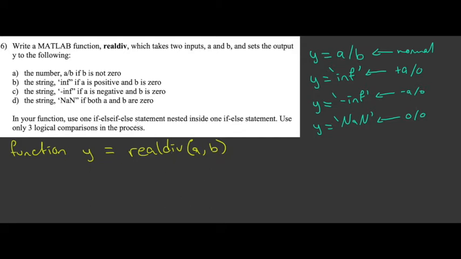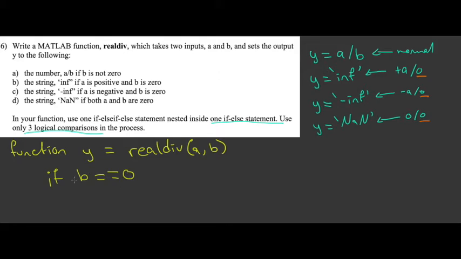So we want to create an if-else-if-else statement nested inside one if-else statement. So we're going to have a big if-else statement, and inside of that we're going to have an if-else-if-else statement. And we want only 3 logical comparisons. So the easiest way to do this is to look at the most common thing that we see among our possibilities. We have b equals 0, b equals 0, and b equals 0. So what we could do is do if b is equal to 0.